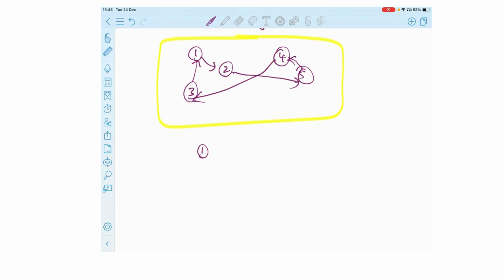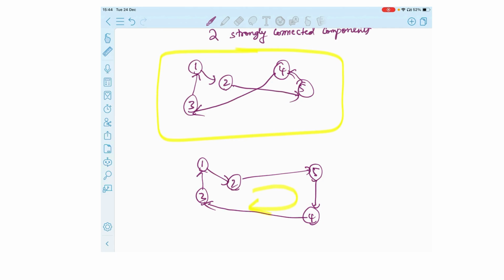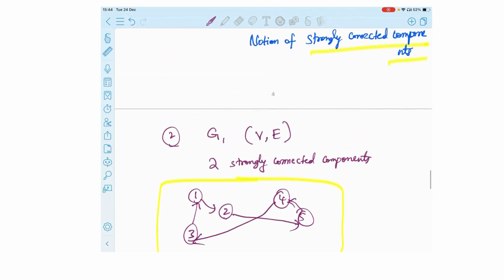If you're confused, I will draw it again. This is what we got. You can clearly see that it is a cyclic one, so it is connected very clearly. What we did, we erased two edges and we were able to connect the two disconnected components so that we get one strongly connected component. So this is the main intuition behind it.